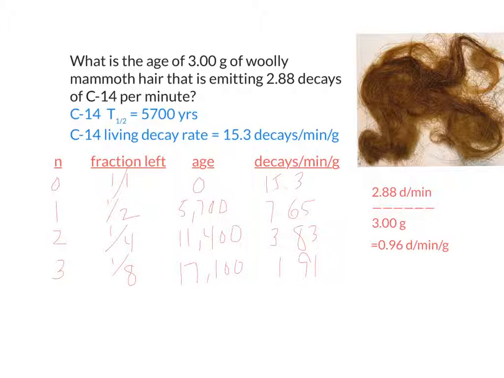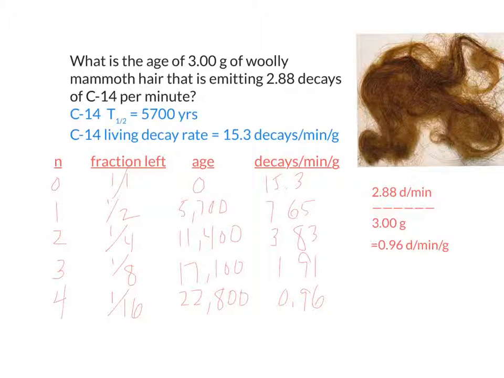We're still not at 0.96 decays per minute per gram, so we're going to do this one more time. The fourth half-life brings us to 1/16 of what we originally started with. We're going to add yet another 5,700 years. That brings us to 22,800 years ago, and now this value, 1.91 halved, is our 0.96.